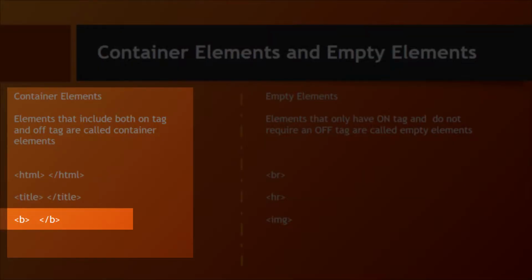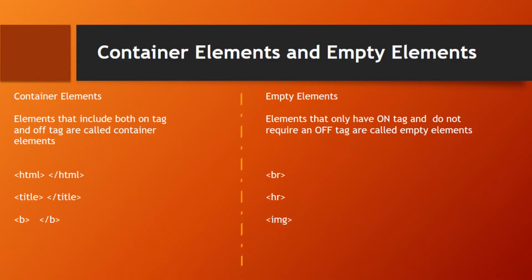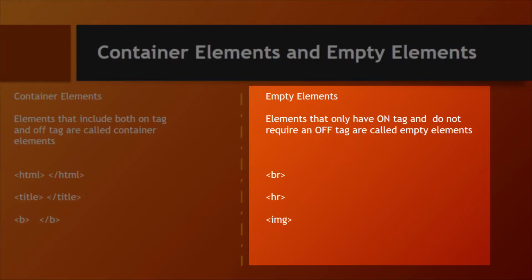The B tag also has a start tag and end tag, but there are certain tags that do not require an end tag. Those elements that do not require an end tag or off tag only have the on tag. These elements are called empty elements, for example BR, HR and IMG. We have discussed BR, that is break line. Today I will explain HR, and in a future video I will explain what the image tag is and how to use it.